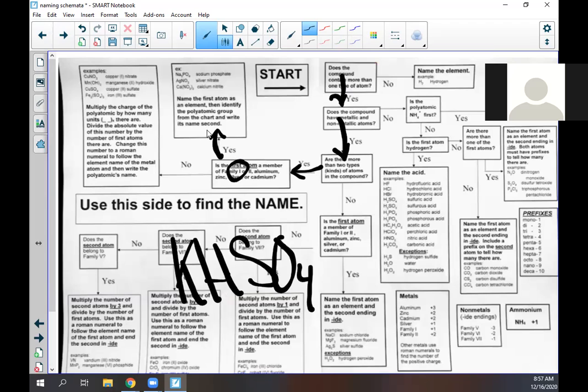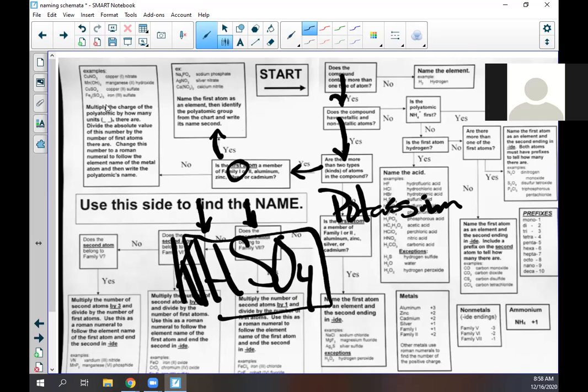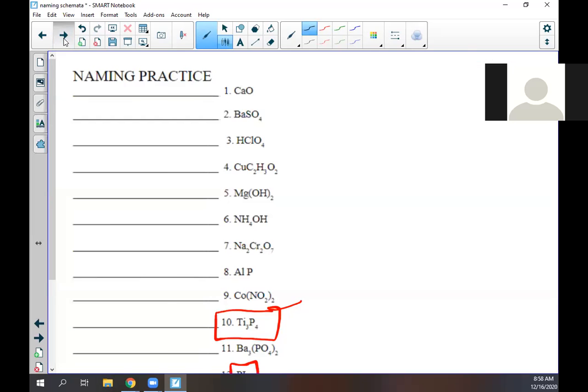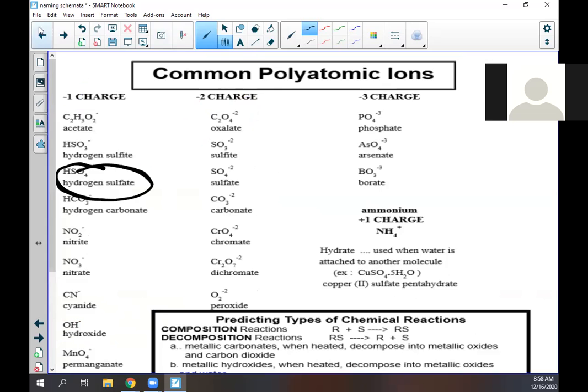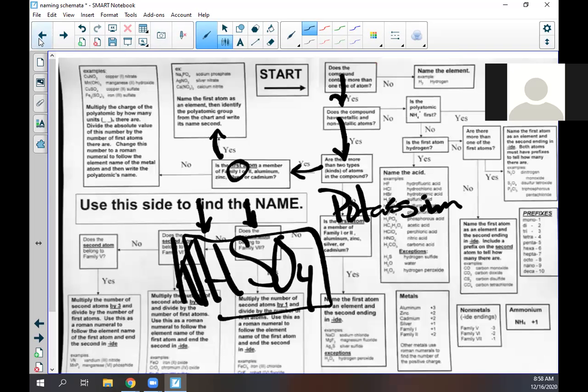So name the first atom as an element. That's potassium. And then name the polyatomic ion. The only reason this gets confusing is because people think, well, there's that and that. But this whole thing is a single polyatomic ion called hydrogen sulfate. Right here. So it's just potassium hydrogen sulfate.